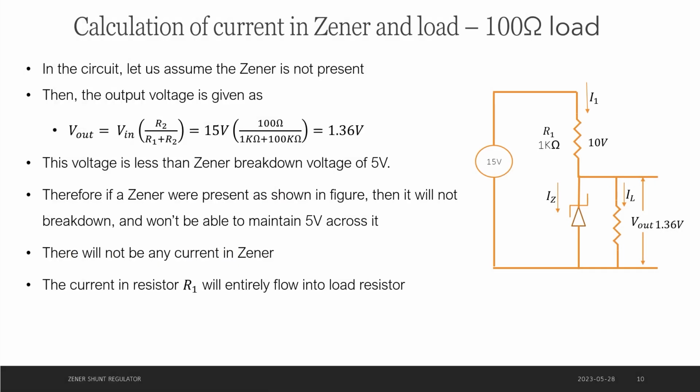Let us reduce the load to 100 ohms. For simplicity, let us assume that the Zener is not present in the circuit. Now the circuit is similar to that of a voltage divider circuit. With these resistors, we get an output voltage of 1.36 volt. This voltage is lesser than the Zener breakdown voltage of 5 volt. If we use a Zener as shown, then in this case the Zener will not break down. Current in R1 will flow into the load resistor and there is no Zener current.